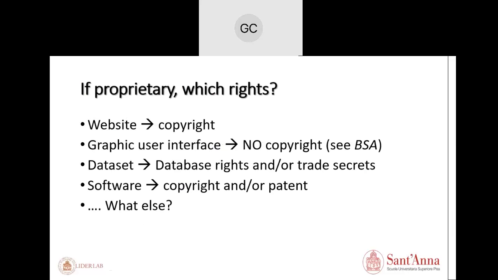The website may be protected by copyright or design rights, depending on the characteristics of the website itself. The graphic user interface is not protected by copyright, so that's free to use and free to copy eventually. The data set which you are using can be protected by database rights or trade secrets, if it's protected at all. The software can be protected by copyright or patent.